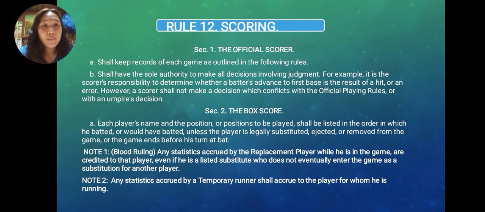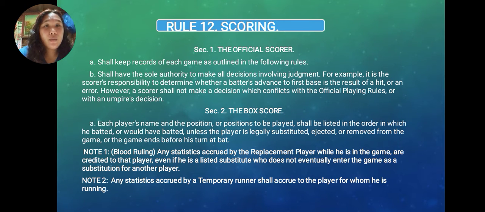Now let's proceed to Rule 12, the scoring. Section 1, the official scorer. Letter A, shall keep records of each game as outlined in the following rules. Letter B, shall have the sole authority to make all decisions involving judgment. For example, it is the scorer's responsibility to determine whether a batter's advance to first base is the result of a hit or an error. However, a scorer shall not make a decision which conflicts with the official playing rules or an umpire's decision.